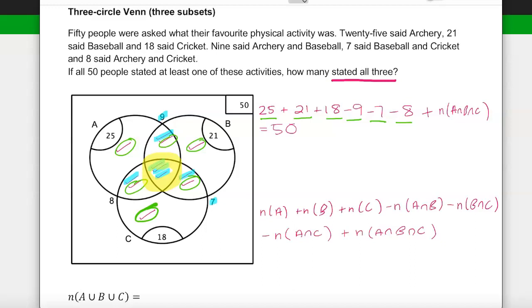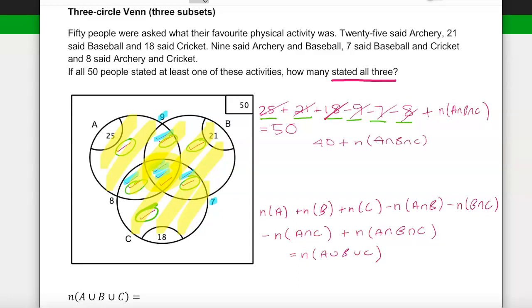And if we have a look, by adding that extra one back in, here the intersection, I have then been able to identify the union, the number in A or B or C. So if we do that, we can work out that we've got a total here of 40. 40 plus the number in the intersection has to equal 50. So the intersection of A and B and C is 10. So 10 people play all three as their favourite physical activity.